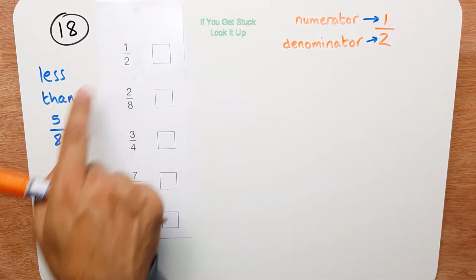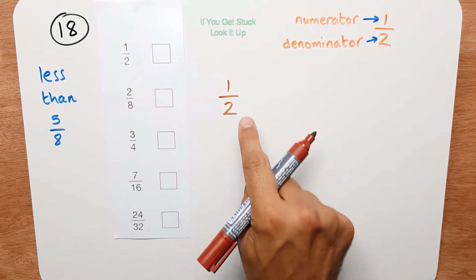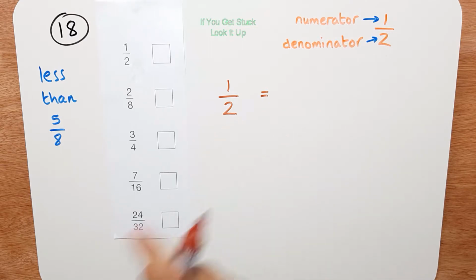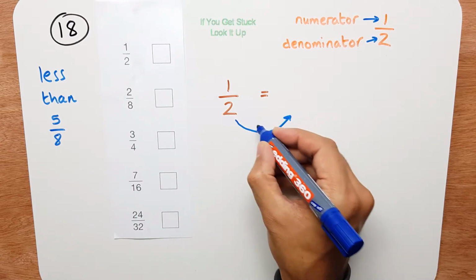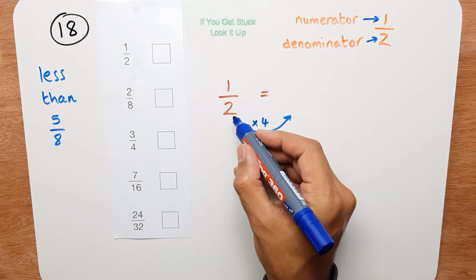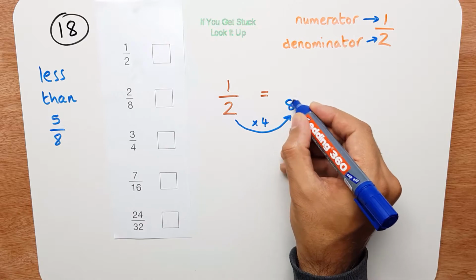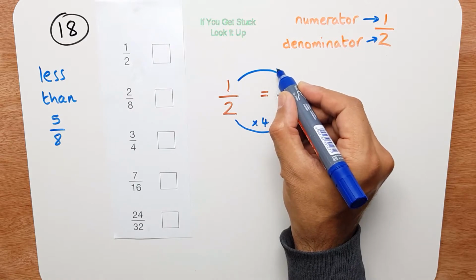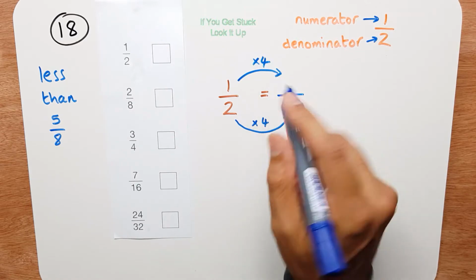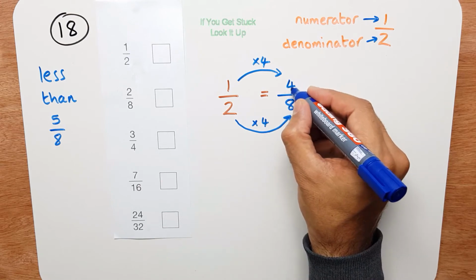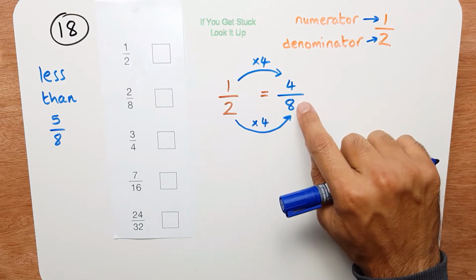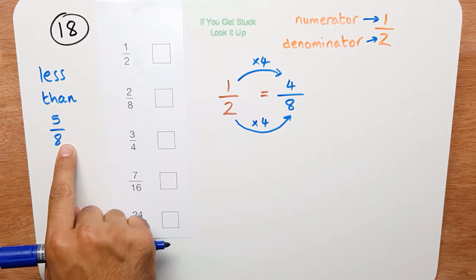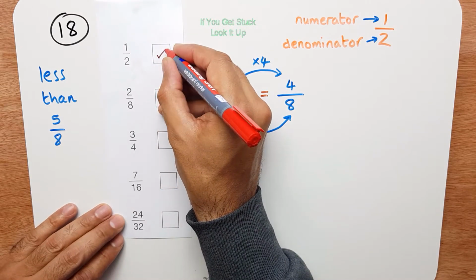So let me start with 1/2. Now, how can I turn the bottom number, the denominator, into an 8? I know if I multiply that by 4, I'll get 8. So 2 times 4 is 8. And whatever I do to the bottom number, I have to do to the top number. 1 times 4 is 4. So I know 4/8 is less than 5/8. So I can tick this.